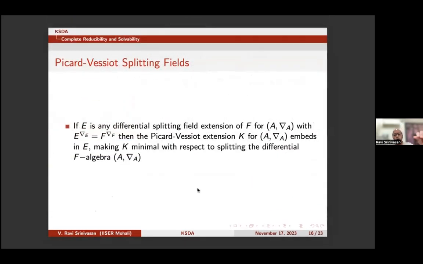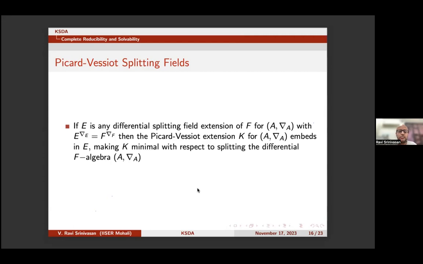So what this construction also tells us is that the Picard-Vessiot extension thus gotten is essentially minimal, in the sense that if I have any other splitting field such that the constants are the same as the constants of the base field, then this Picard-Vessiot extension of the differential module A nabla A can be embedded inside any differential field that splits A nabla A.